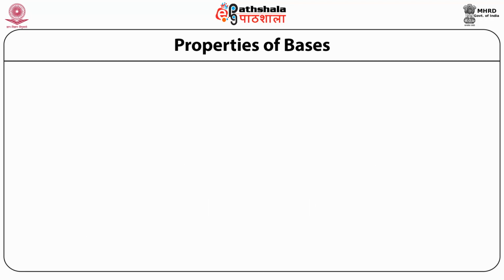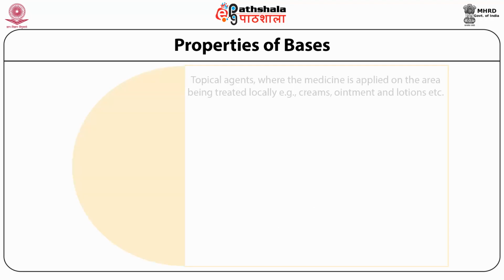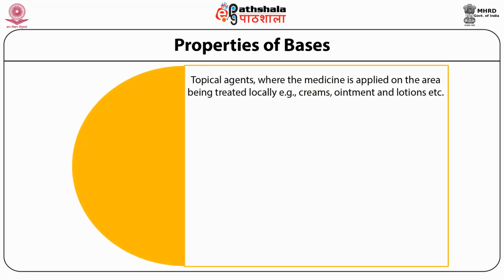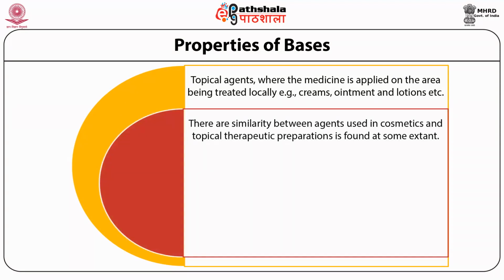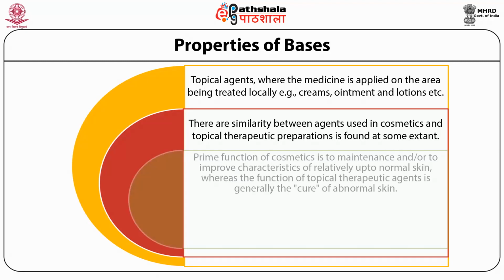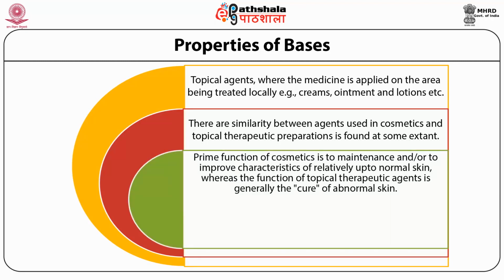Topical agents are medicines which are generally applied locally on the area being treated, like in creams, ointments, and lotions. There is similarity between agents used in cosmetic and topical therapeutic preparation to some extent. The prime function of cosmetics is to maintain and or improve characteristics of relatively normal skin, whereas the function of topical therapeutic agents is generally the cure of abnormal skin.